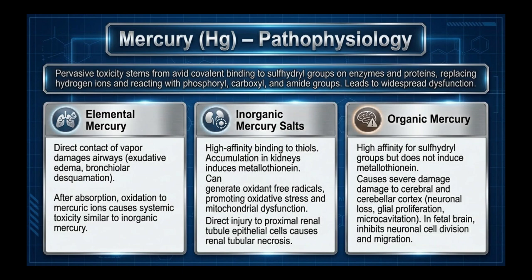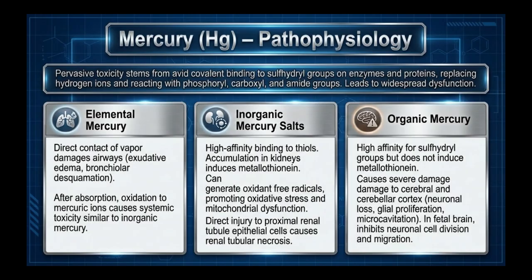When mercury vapor contacts the airways, it can cause damage such as exudative alveolar and interstitial edema, as well as desquamation of bronchiolar epithelial cells. Once absorbed, mercury is oxidized into mercuric ions, which then circulate systemically and cause toxicity similar to inorganic mercury. Inorganic mercury salts primarily exert their toxic effects through high-affinity binding to thiol groups, such as glutathione and cysteine. Divalent mercury tends to accumulate in the kidneys, where it induces the production of metallothionein, a protein that can detoxify mercury by forming non-toxic complexes.